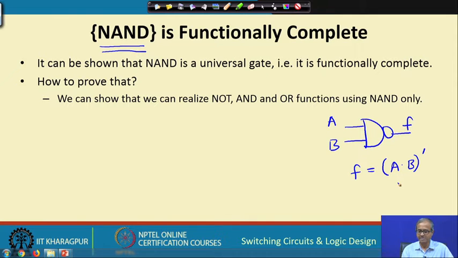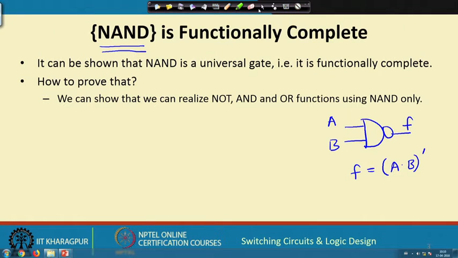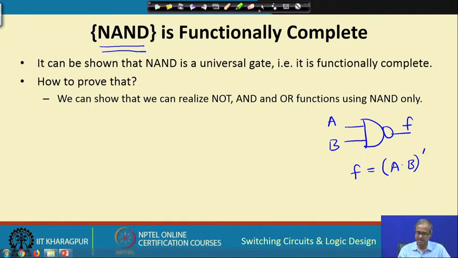Now, what we claim is that NAND is functionally complete. What does this mean? That if I have only NAND gates, then I can build anything. So, my circuit can consist of NAND gates only, no other kind of gates are required. Okay. So, NAND is some kind of a universal gate, this is our claim. Let us see.